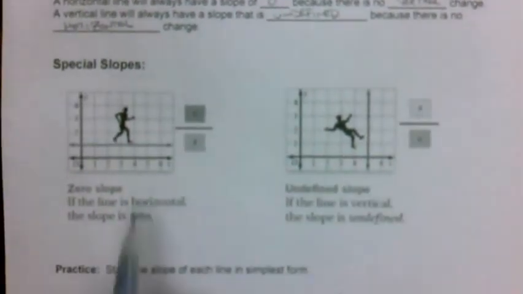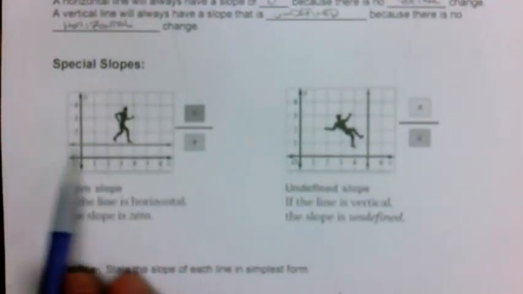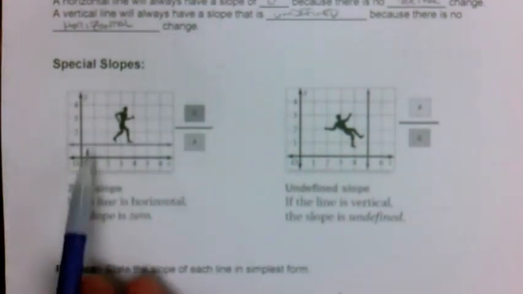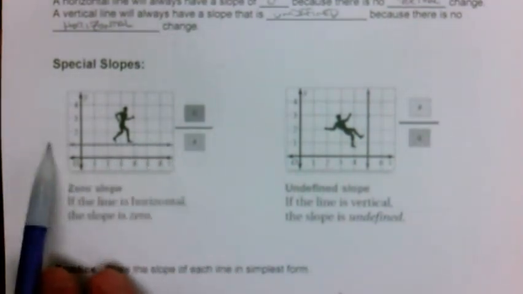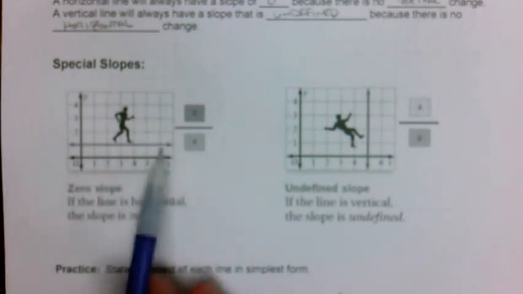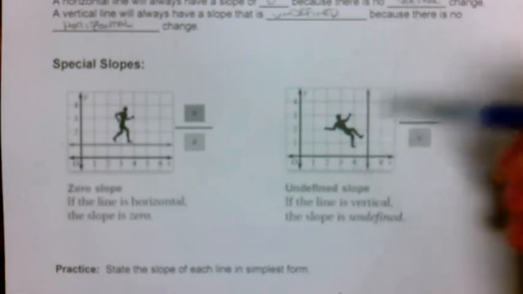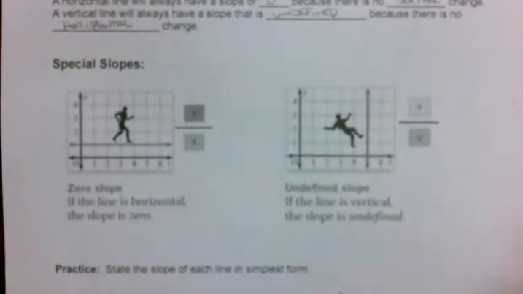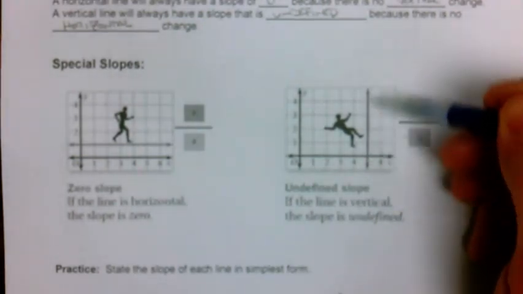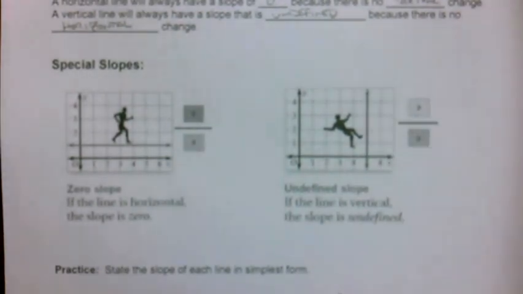So these are special slopes. If you have a nice horizontal line, your slope is going to be 0. There is no vertical change, all right? It's a nice straight horizontal line. But if it's a vertical line like this, okay, the line is vertical, the slope is undefined. There is no horizontal change in this line.